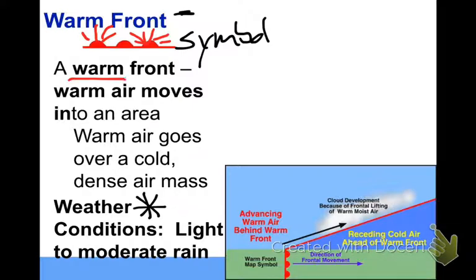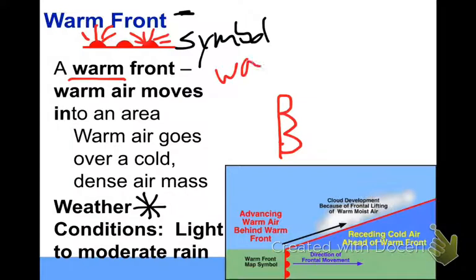If warm air is moving in, it's a warm front. If cold air moves in, it is a cold front. So that's kind of the basics of it. So when you do your drawing, you can draw the picture that's already there, or you can draw what I'm going to draw. But you draw your front symbol pointing in the direction that the air is moving.